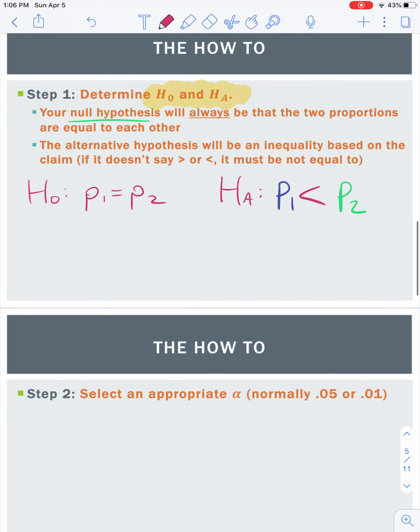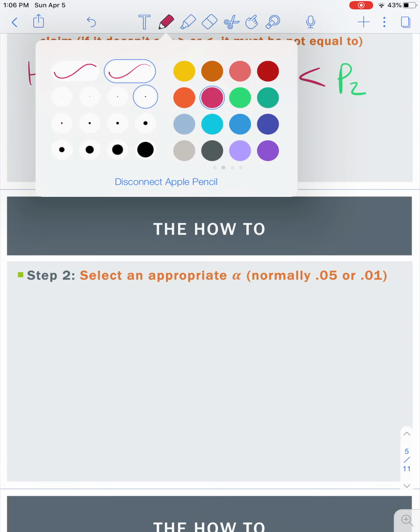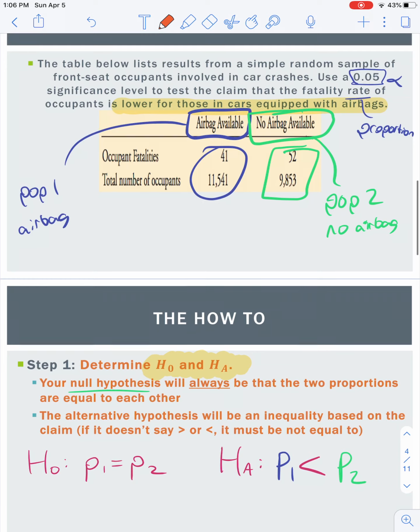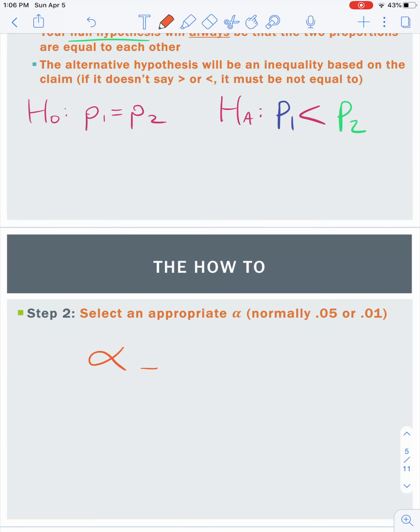It's really important to set this correctly. So it's really important that we know which population's which, and we have the arrow facing the right direction. We're saying that the airbag group has a lower, so less than, fatality rate than the non-airbag group. Okay, now we're going to set alpha. We saw from the beginning of this problem, they said that the alpha was 0.05. So alpha equals 0.05.